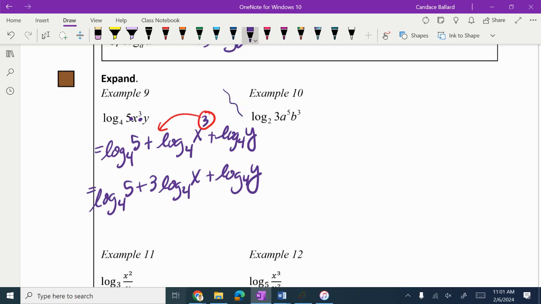I want you guys to try example 10. It is identical, except I changed my x's and y's to a's and b's, and I gave you more exponents. So everybody try example 10 right now on your own. Make sure we're trying it. Let's not be on our phone. We're going to have a quiz on it in 2 days, so make sure we're getting it.